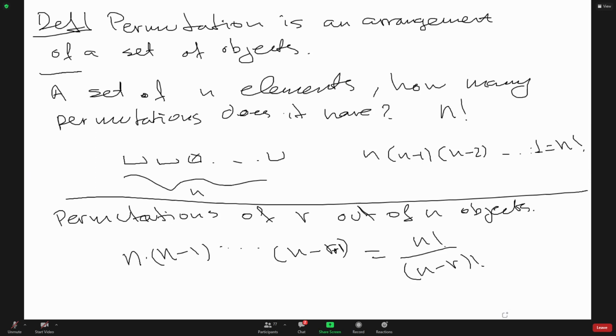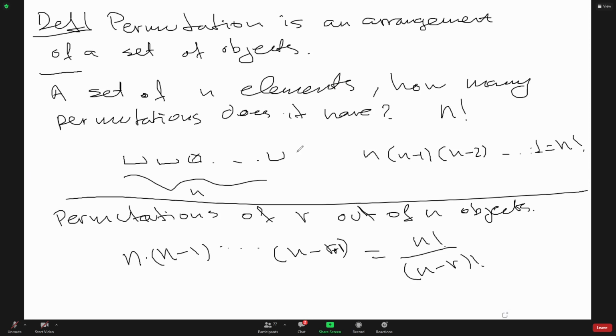No, yeah, because these are r. Yes. So this is the number of permutations. That's correct. It's n factorial divided by n minus r factorial. Okay. Sir, I couldn't get the formula.